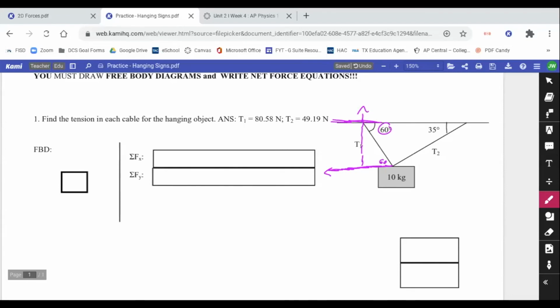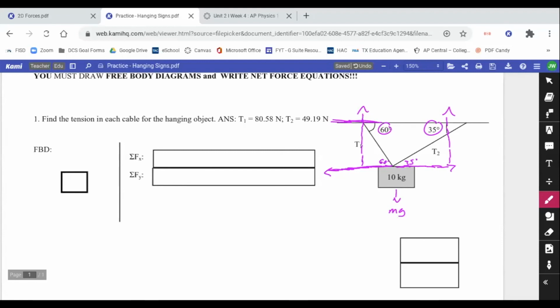Same thing over here. T2 is pulling to the right and up. So I'm marking the right and I'll mark the up. If this is 35 degrees, this is also 35 degrees. Now this is on Earth, presumably, so pulling down I've got mg, the force of gravity.